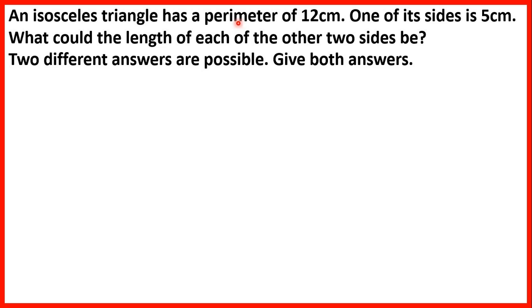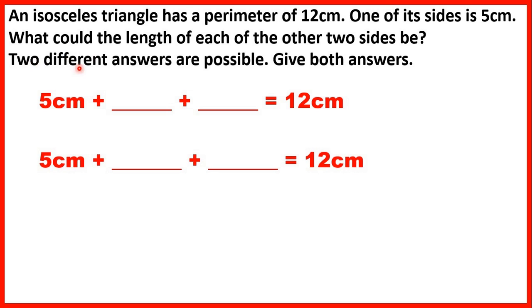And the perimeter of a triangle is the total of all three lengths together, because the perimeter is the distance around the outside of a shape. So we know that one of the sides is 5 centimetres. So we have 5 centimetres plus the two other lengths have to give a total of 12 centimetres, because that's the perimeter. And we know that two different answers are possible.